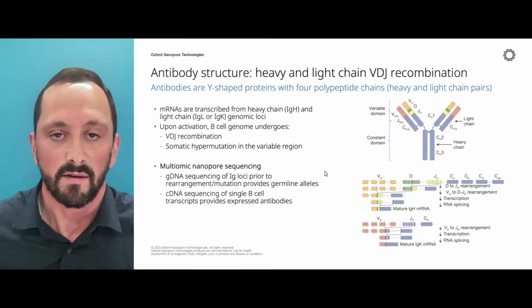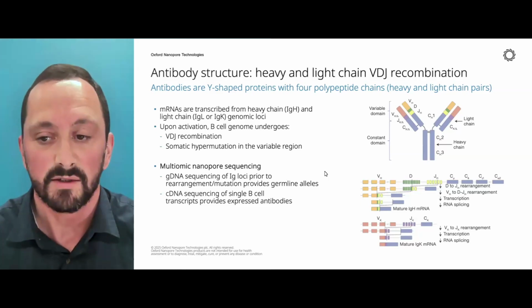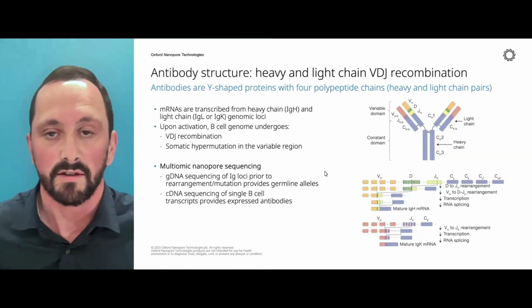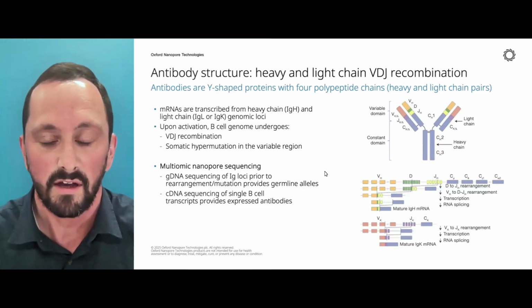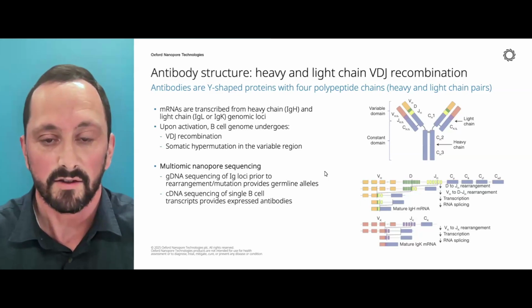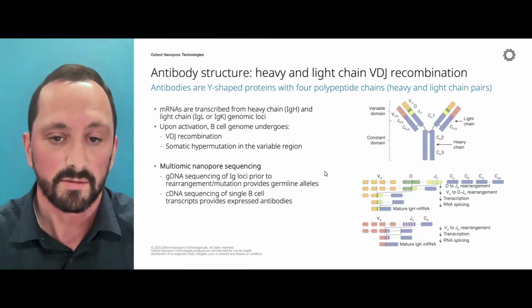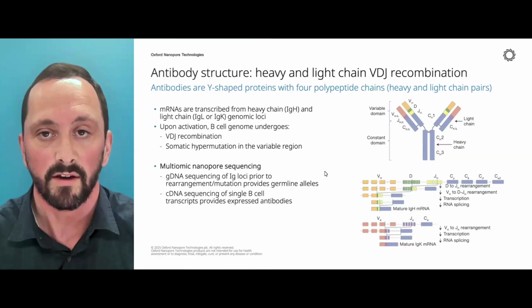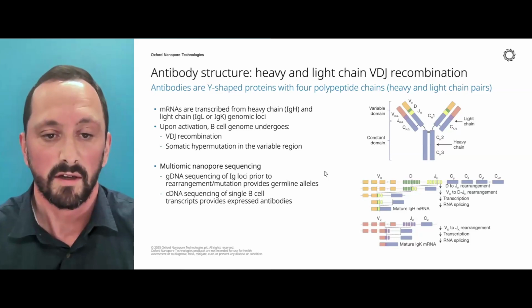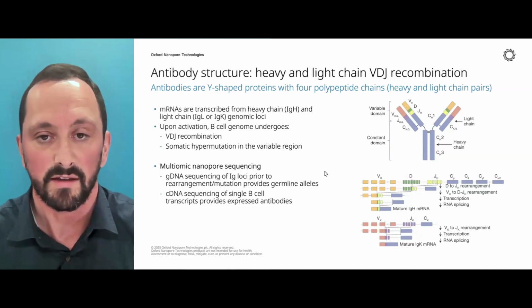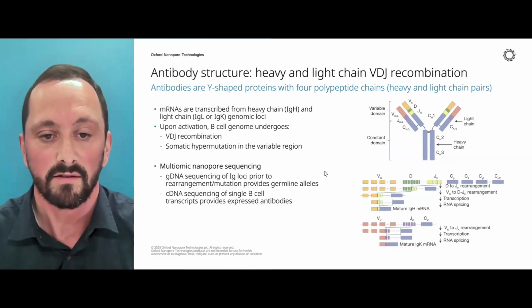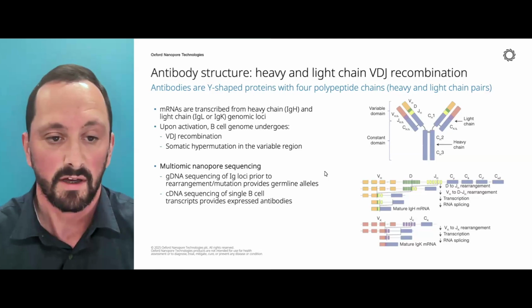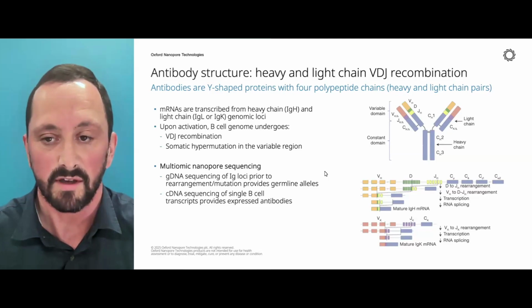So there's a lot of interest in sequencing these at the genome level to understand the diversity that is within an individual cell. And then these are also hypermutated and expressed when they're in the final B cells and making the antibodies. So we also wanted to look at the single cell expression of the transcripts in each individual B cell.